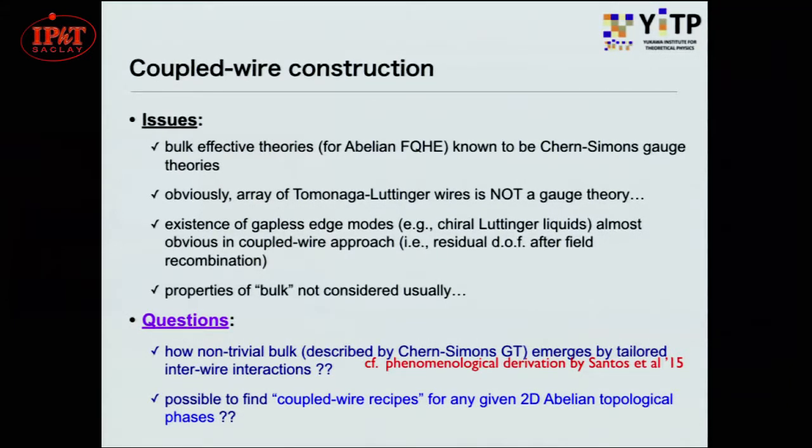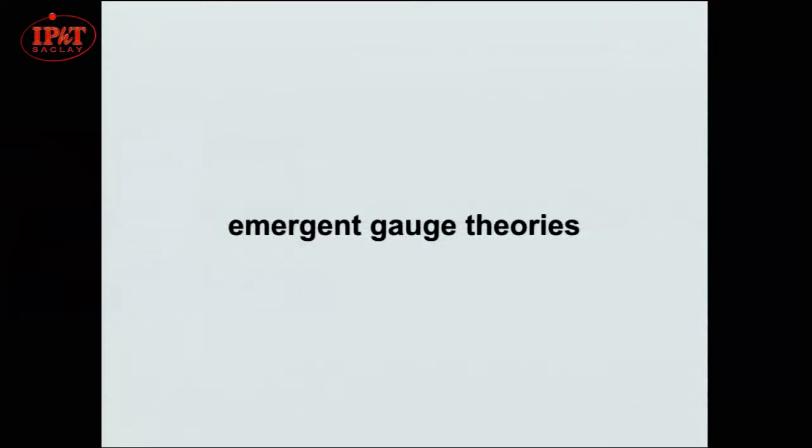So we have now two non-trivial questions. The first one is how a non-trivial bulk topological gauge theory emerges from the interwire couplings. And also, is it possible to find the coupled wire construction for any given two-dimensional Abelian topological phase? Okay, these are two questions.